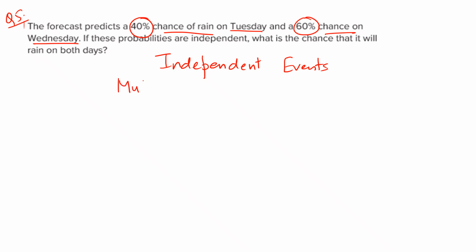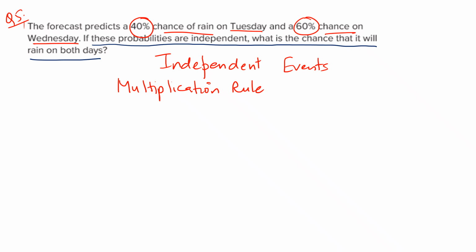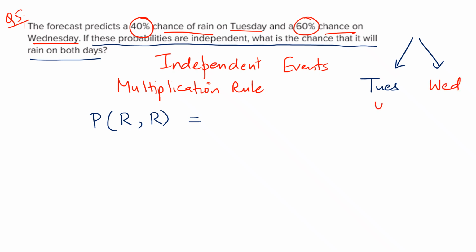I'm going to use multiplication rule to get my answer. So let's see what the question is asking. The question, last line we will read again. If these probabilities are independent, what is the chance that it will rain on both days? So I want probability for rain on first day Tuesday and probability of rain on second day Wednesday. So if we see, there are two options, for Tuesday, sorry, and there is option for Wednesday. For Tuesday, the percentage that it's gonna rain is 40, and for Wednesday it's 60.